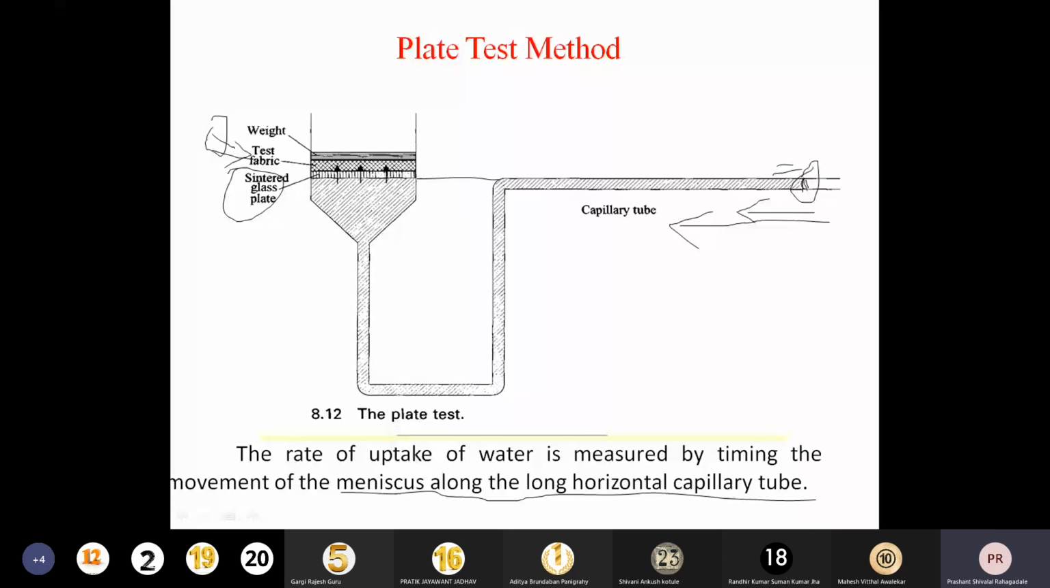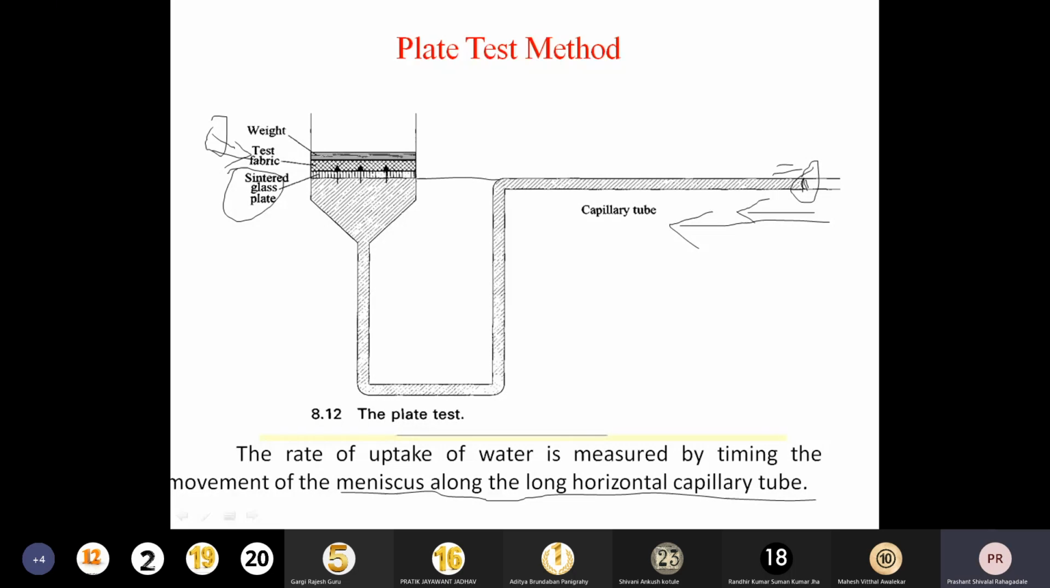And here the equipment is arranged so that the head of water supplying the glass plate does not change during the experiment. That means the water will not be more or less here. Whatever amount of water you have taken initially, that amount will stay; no more will be added. It will only be taken by the fabric. Nothing extra will be added. So we are taking this precaution that the water supply to the glass plate will not change. That we have to keep in mind.